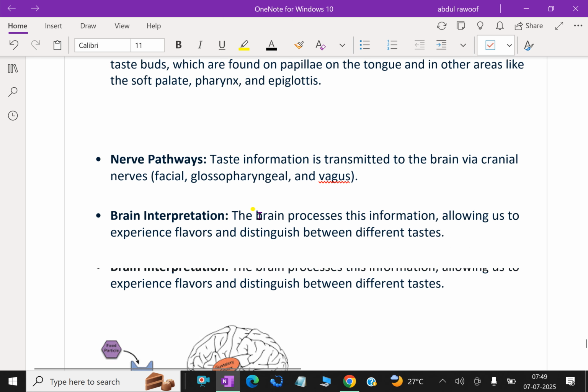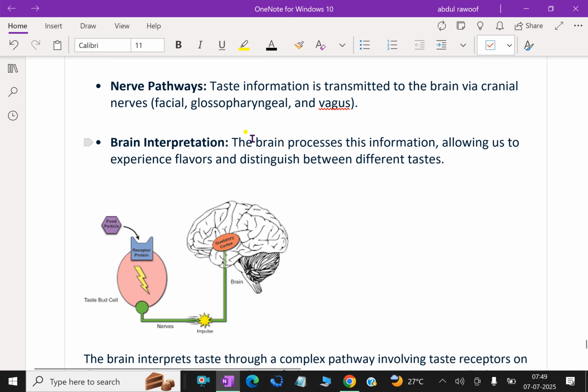Nerve pathway. Taste information is transmitted to the brain via cranial nerves, that is facial, glossopharyngeal, and vagus. Brain interpretation. The brain processes this information, allowing us to experience flavor and distinguish between different tastes and foods.